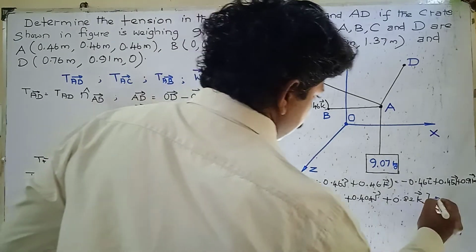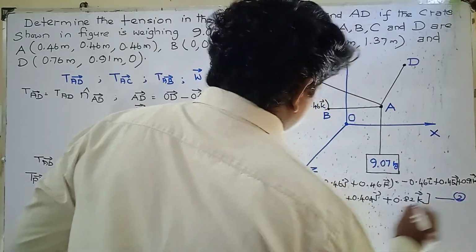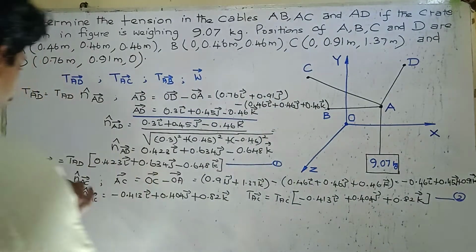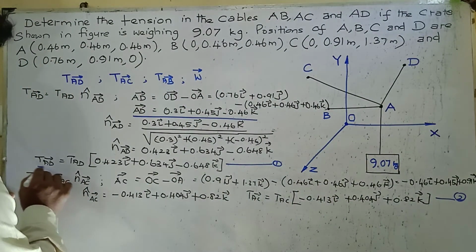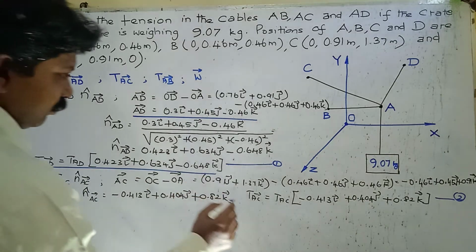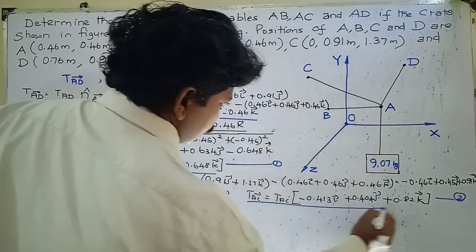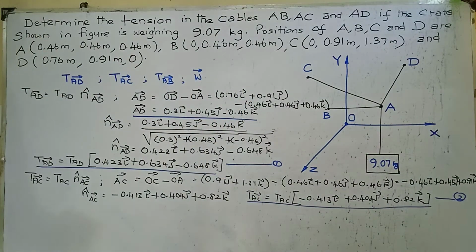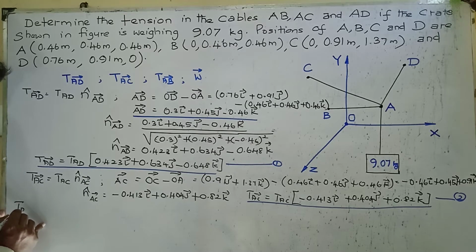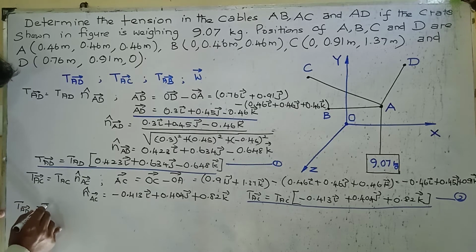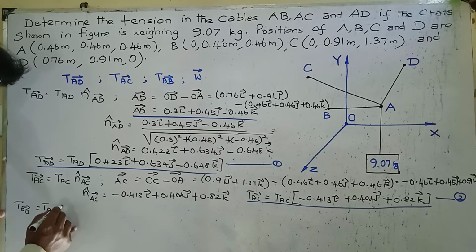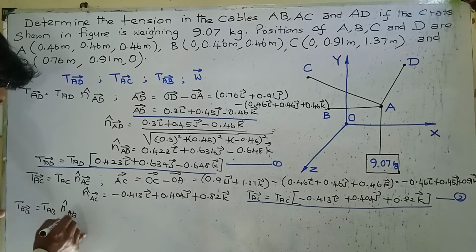This is the equation. TAD vector equals the first vector component and the second vector component. Force in vector form. And the third force, TAB vector. How to find the TAB vector? TAB vector equals TAB into n cap of AB vector.